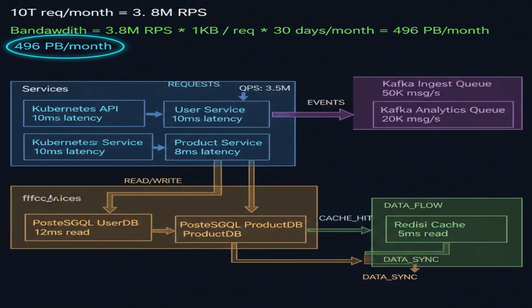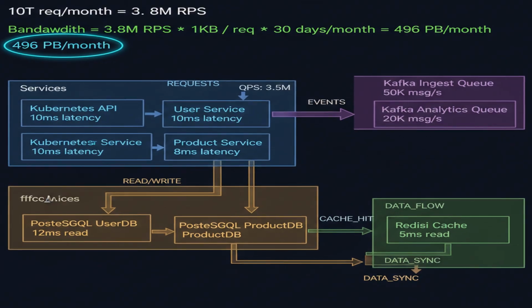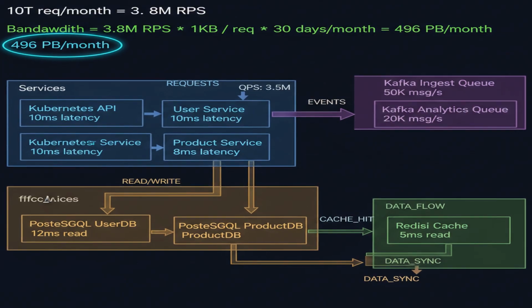For storage, if we cache content for 30 days, we need to store approximately 190 gigabytes per second times 30 days equals 496 petabytes of cached data. These numbers drive our architecture.